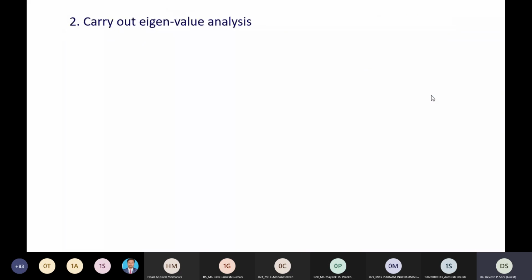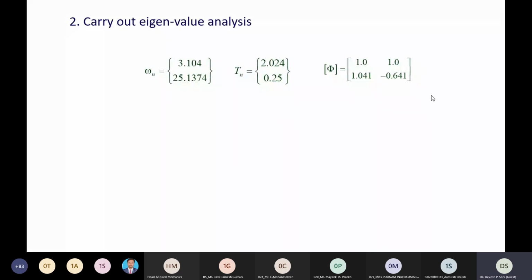The next step is to do the eigenvalue analysis. Once we have the mass and stiffness matrix, we can go for the eigenvalue analysis, and eigenvalue analysis gives nothing but the frequencies and mode shapes. Here, the first mode frequency is 3.104 radian per second, and the second mode frequency is 25 point something radian per second. When these are converted into time period, it gives 2.024 second, and the second mode period is 0.25, right? And next, we have the mode shapes. The first column represents the first mode shape and the second column represents the second mode shape.